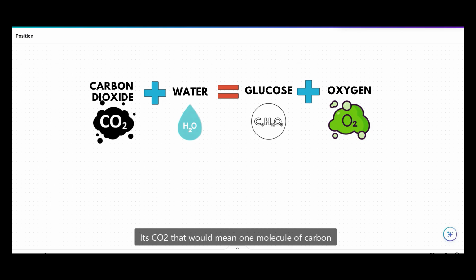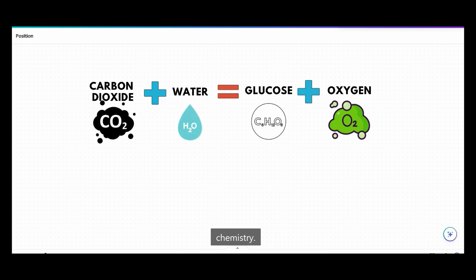For carbon dioxide, it's CO2. That would mean one molecule of carbon dioxide contains one carbon atom and two oxygen atoms. For water, it is H2O, glucose is C6H12O6, and finally for oxygen, it's O2. And now let's begin the process of balancing this equation to ensure that every atom is accounted for before and after this chemical reaction, preserving the delicate dance of nature's chemistry.